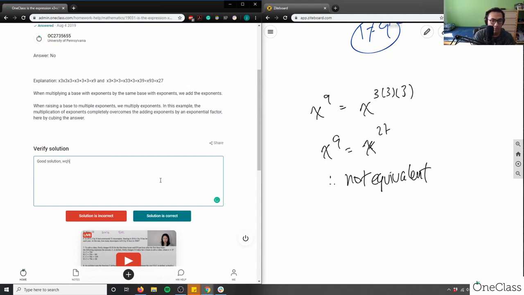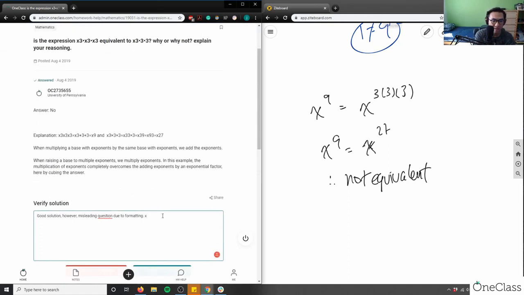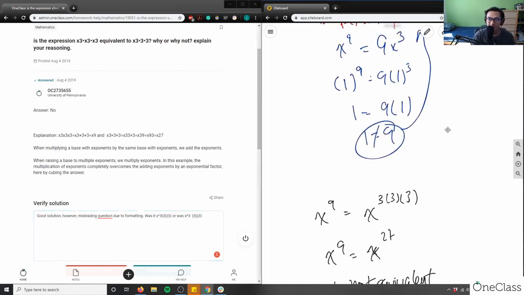And then I'm going to say however, misleading question due to formatting. And I'm going to say here why, because I have x, was it x to the power of 3, x cubed times 3 times 3 times 3, or was it x cubed and then separated, so times 3 times 3? So this is different, right? And then again, I can't even say that. I can only write it down as my kind of formatting here.